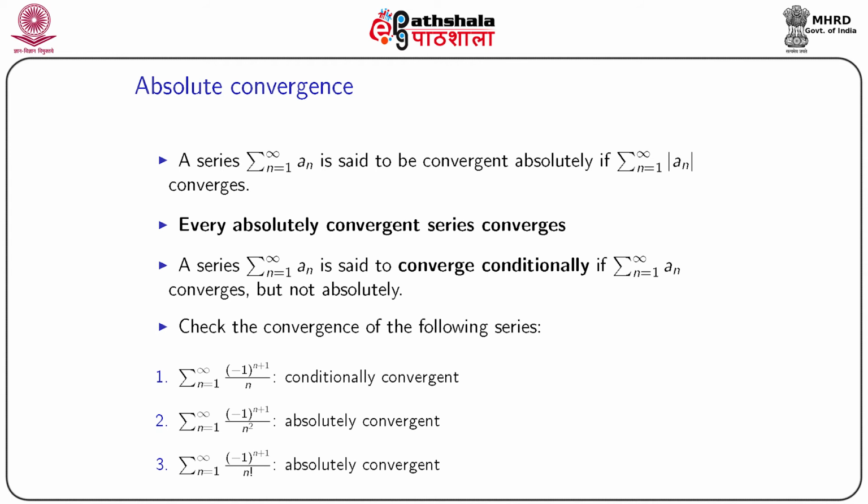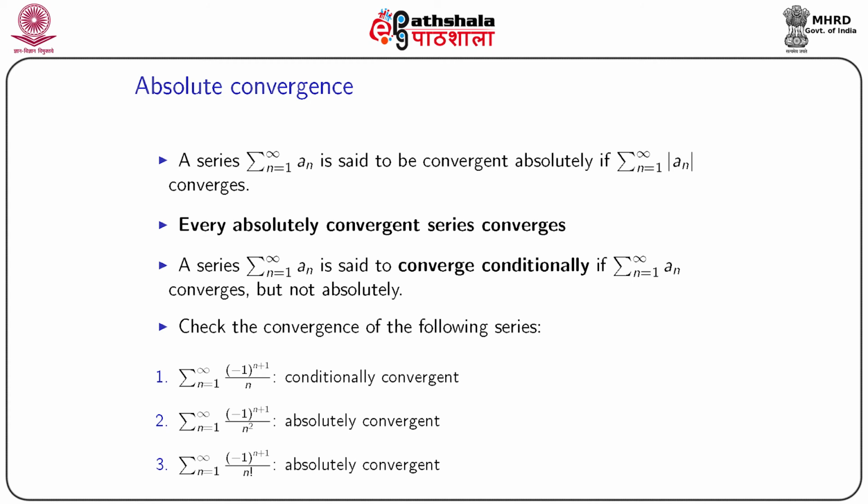Now we will define absolute convergence. What do we mean by absolute convergence? A series sum over n from 1 to infinity of an is said to be absolutely convergent if the series we obtain by taking the absolute value converges. That means sum over n from 1 to infinity of mod of an converges. And one very important thing is that every absolutely convergent series converges.